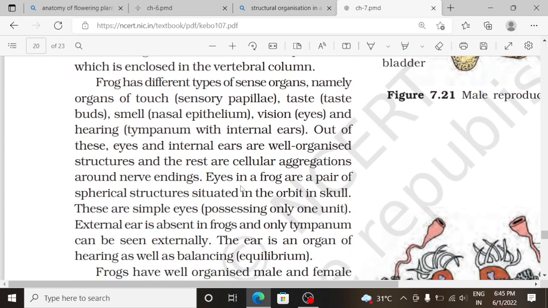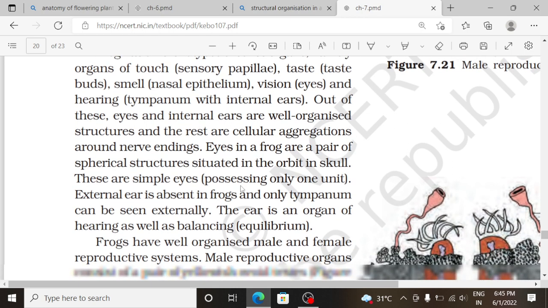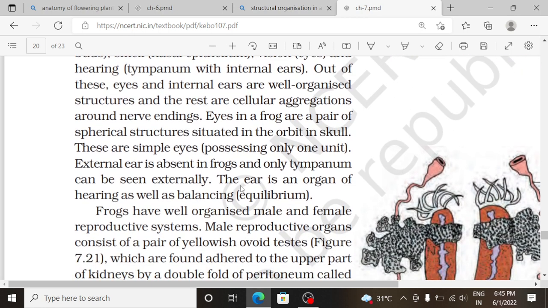Frog has different types of sense organs, namely organs of touch, that is sensory papillae, taste buds, smell, nasal epithelium, vision, eyes and hearing, tympanum with internal ears. Out of these, eyes and internal ears are well organized structures and the rest are cellular aggregations around nerve endings.